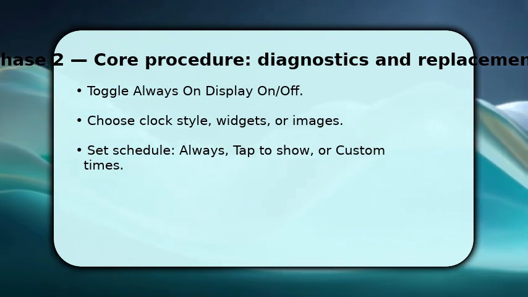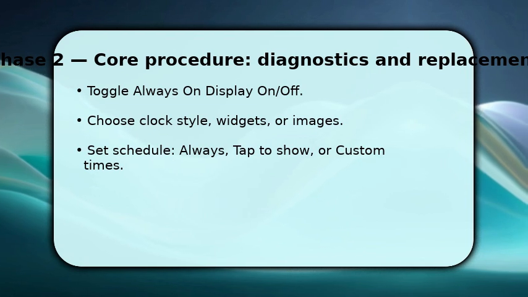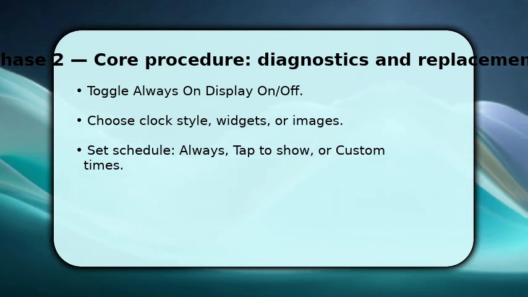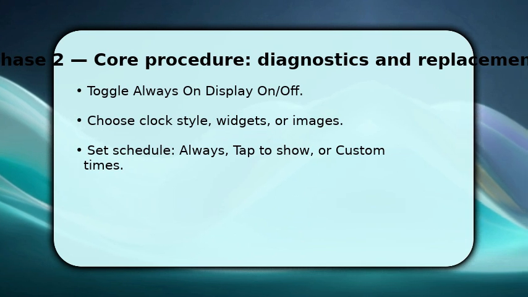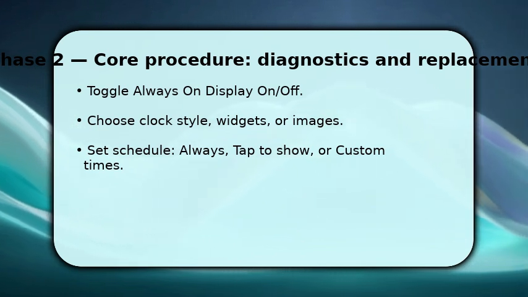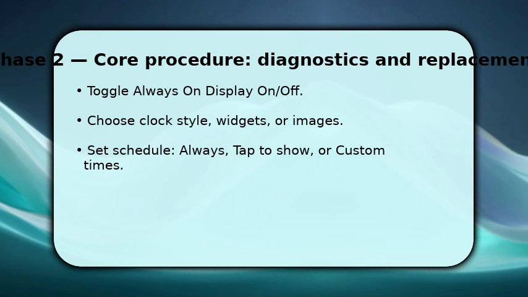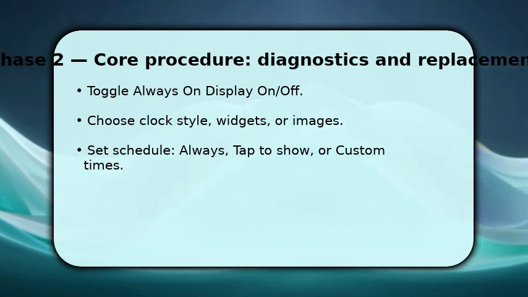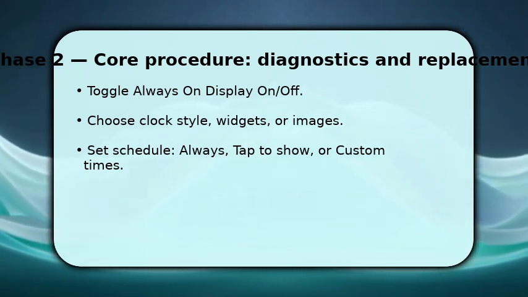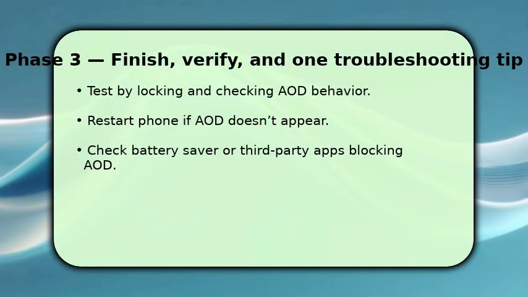Make sure to set the AOD schedule, always, tap to show, or custom times, because that affects battery and when notifications appear. Adjust brightness and color accents so the display is readable without draining power. Finish by locking the phone and verifying the Always on Display appears as configured.